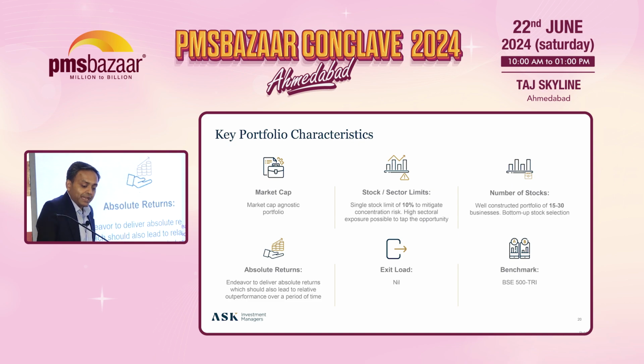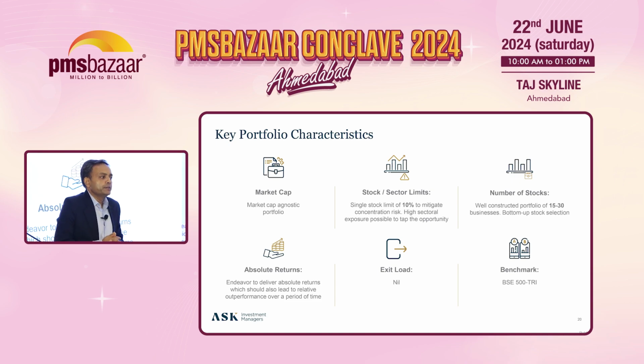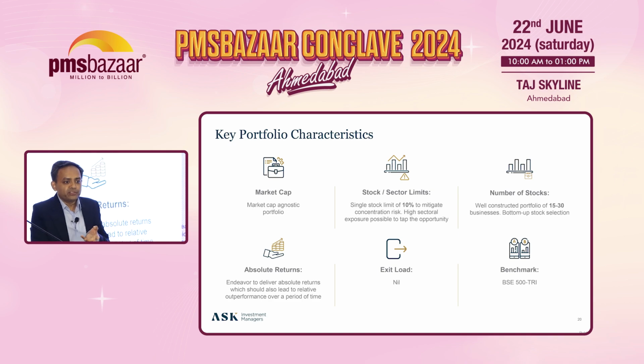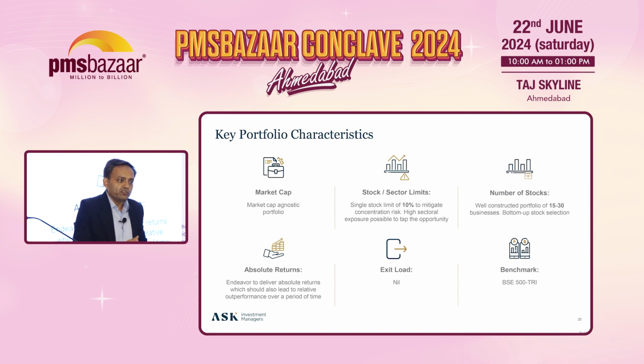Now, just the last slide of the presentation. This is a sector agnostic portfolio. We don't have any market cap allocations in mind because we select stocks on a bottom-up basis. Currently, 40% of the portfolio is in small caps, 20% is in mid caps, and 40% is in large caps. But these allocations could change over time as we find attractive businesses.